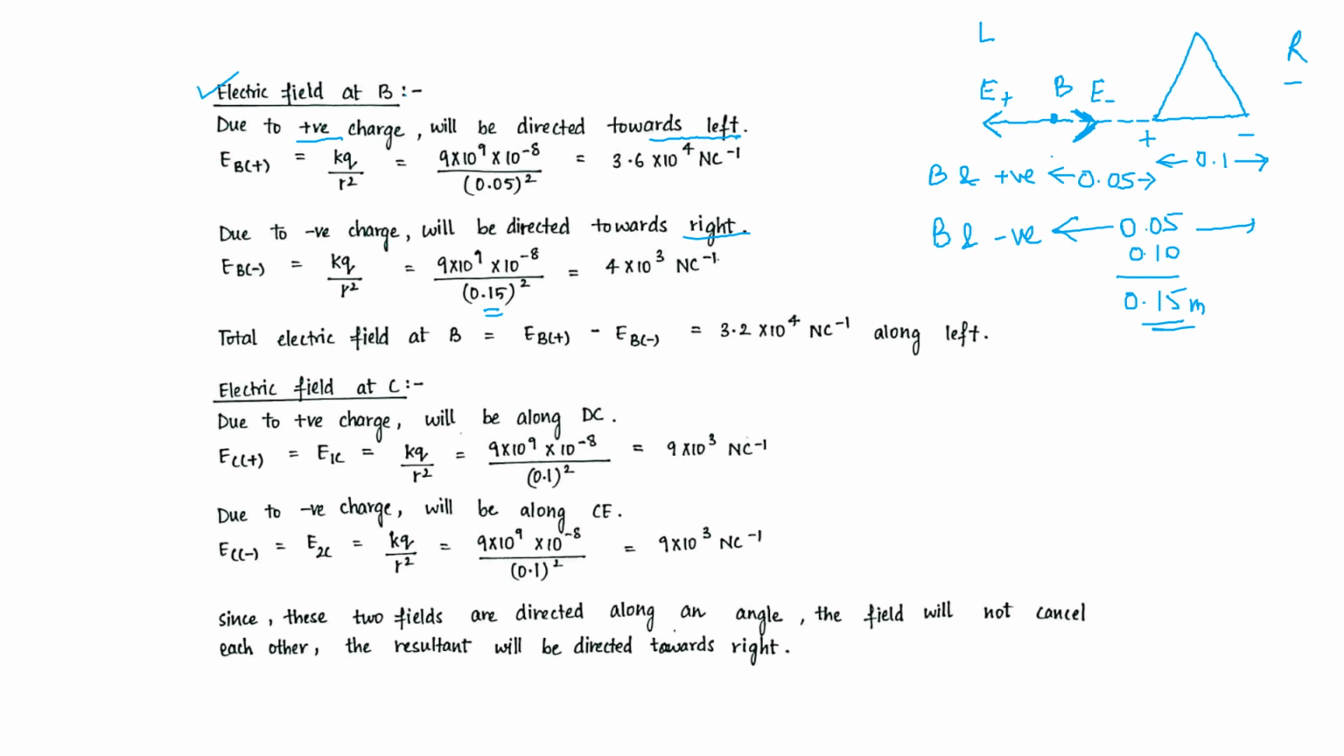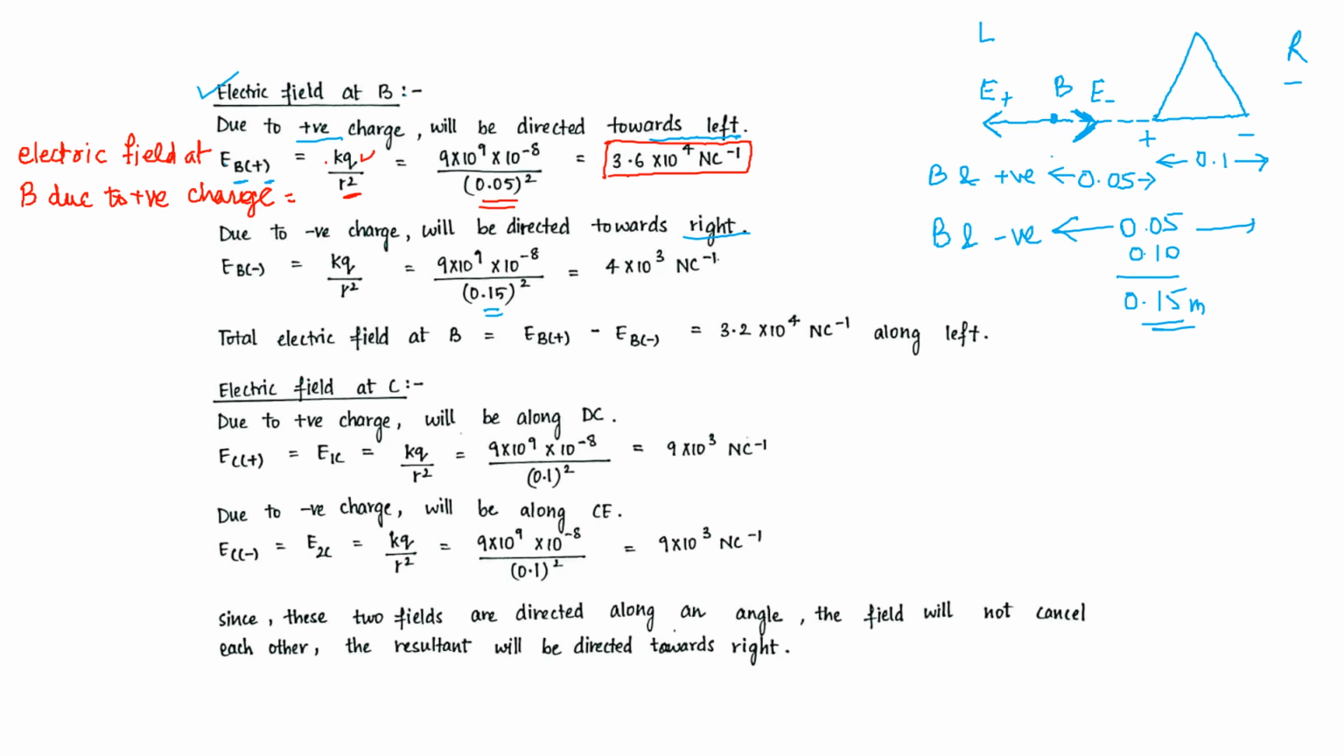Now let us understand how we have substituted these values. Our electric field at B due to the positive charge, I'll write over here with the red ink so that it will be easy for you to understand. The electric field at B due to the positive charge is kq by r square. Q is 10 to the power minus 8 and r is 0.05 whole square. So we have got this answer.